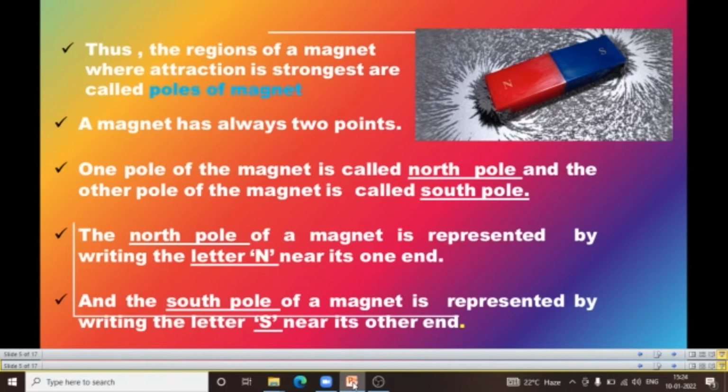A magnet always has two poles. One pole of the magnet is called the north pole and it is represented by the letter N, and the other pole of the magnet is called the south pole and it is written by the letter S.